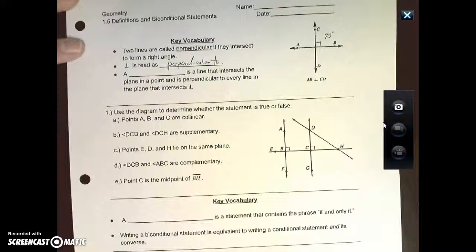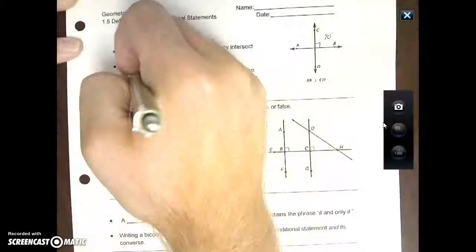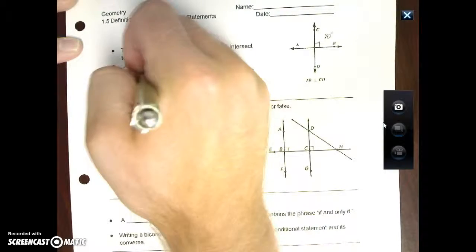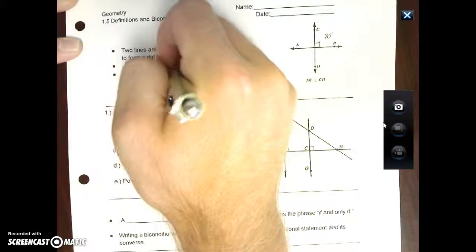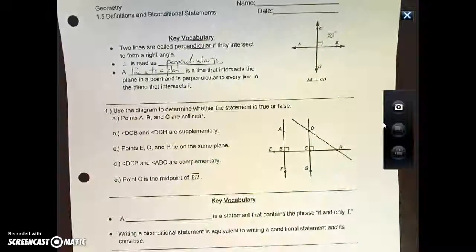And a blank is a line that intersects the plane at a point and is perpendicular to every line in the plane that intersects it. A line perpendicular to a plane is a line that intersects the plane. So basically, if you have a line that's perpendicular to a plane, every single line you draw through there that intersects with it will be 90 degrees. Okay? And I'll show some pictures of that in class as well.